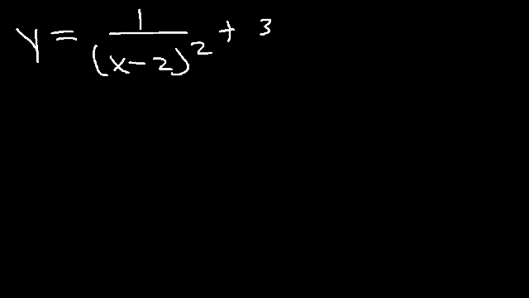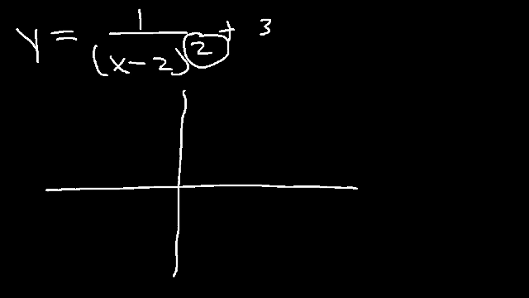Now let's work on some more examples. Go ahead and try this one: 1 over x minus 2 squared, plus 3. Now if you recall, because it's squared, it's going to want to be symmetrical about the y-axis. But in this case, it's really going to be symmetrical about the vertical asymptote. Because notice that the vertical asymptote is at x equals 2 now. It's been shifted 2 units to the right. So it's over here.